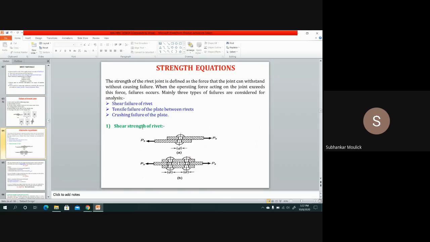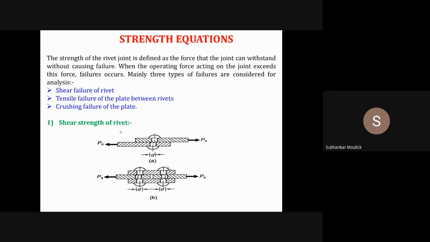In today's class, we will find out the expressions for the different ways by which a rivet can fail. We will find the mathematical expressions, and then we will solve some previous years' GATE problems. So let us discuss the strength equations.